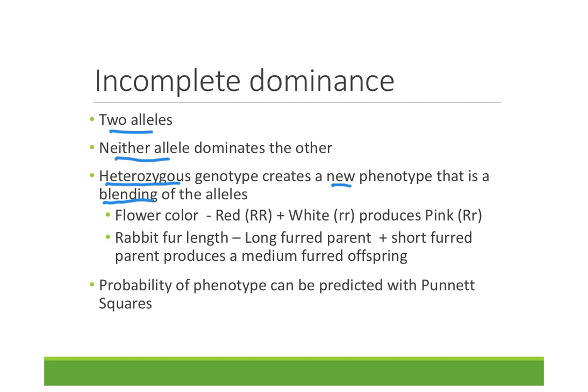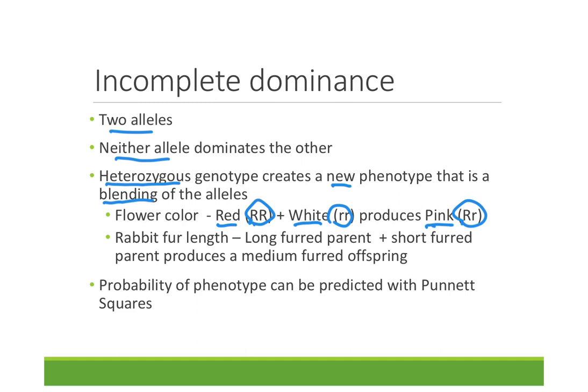So we see this in certain flowers, where when you cross a red flower with a white flower, and both of those are homozygous, one homozygous dominant and one homozygous recessive, the result is a blending of white and red to make pink. So the heterozygous genotype is making a blended phenotype. In this case, red and white are blending together to make pink, just like you would have happen in your paint.